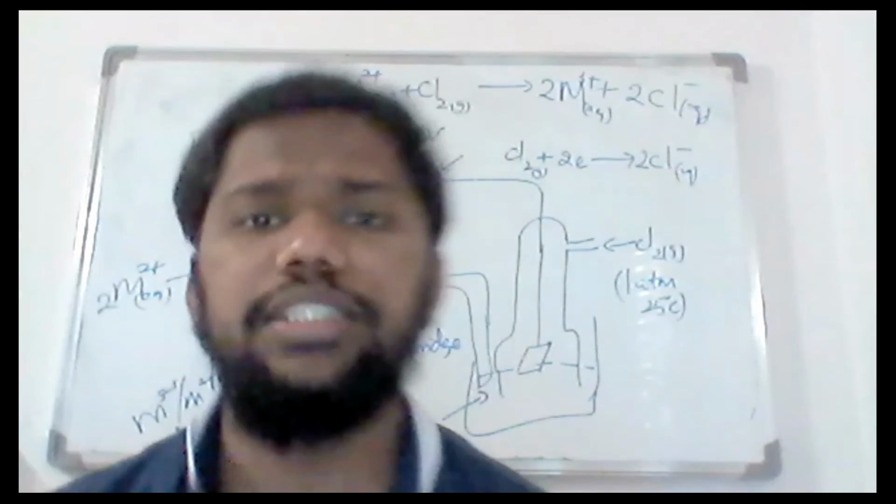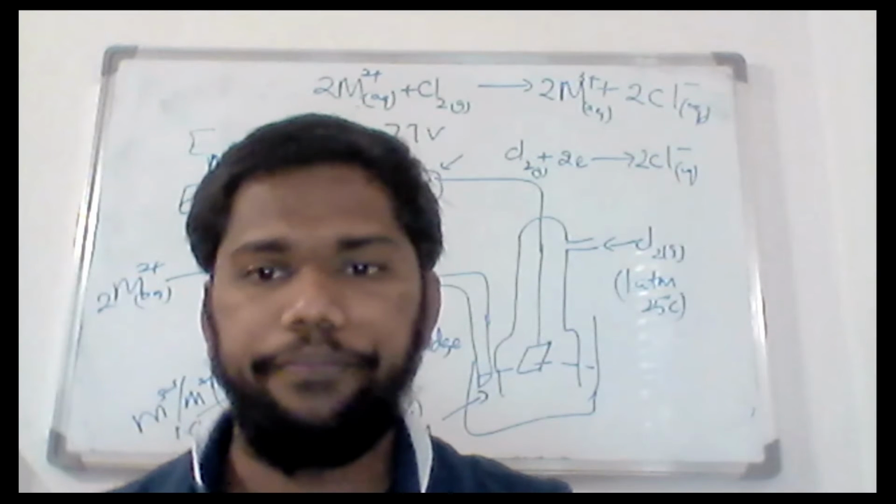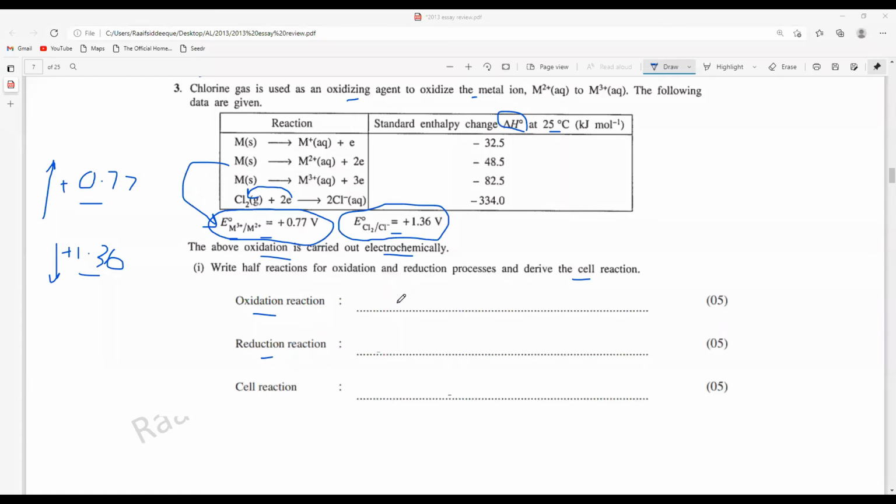So typically this is what they have asked. I will again share the screen. The oxidation half reaction is M2+ going to M3+. Reduction is Cl2 going to Cl-. Why did I decide this as oxidation and reduction? Because of the potential values. And the cell reaction you can write after balancing.